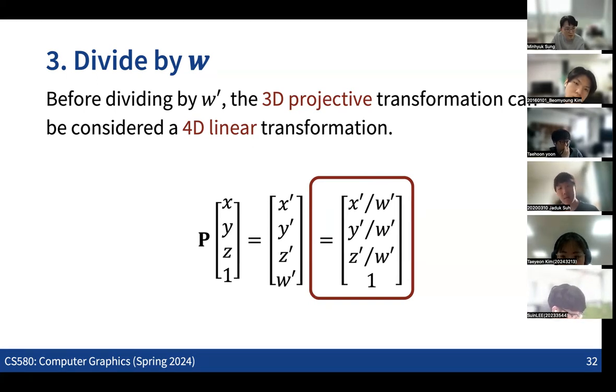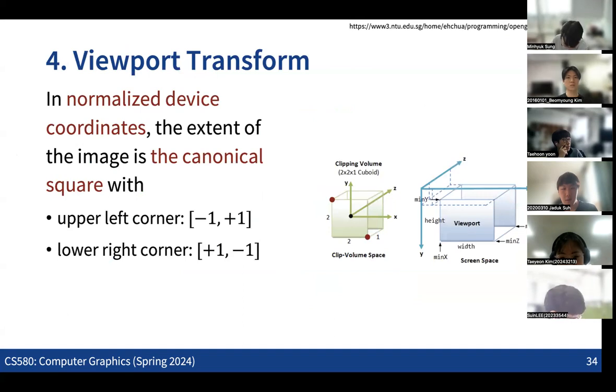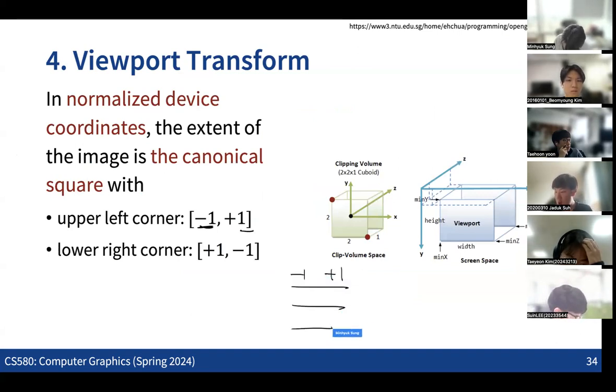Once we get the normalized device coordinates, the z-axis information is used for the depth test. And then the x and y coordinates should also be mapped to the screen coordinates. Everything we have in the normalized device coordinates is in the range from -1 to +1, for each of the x, y, z axes.